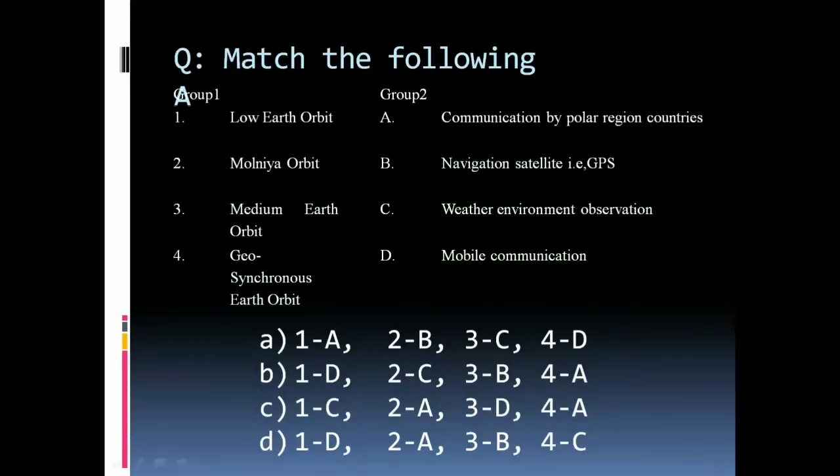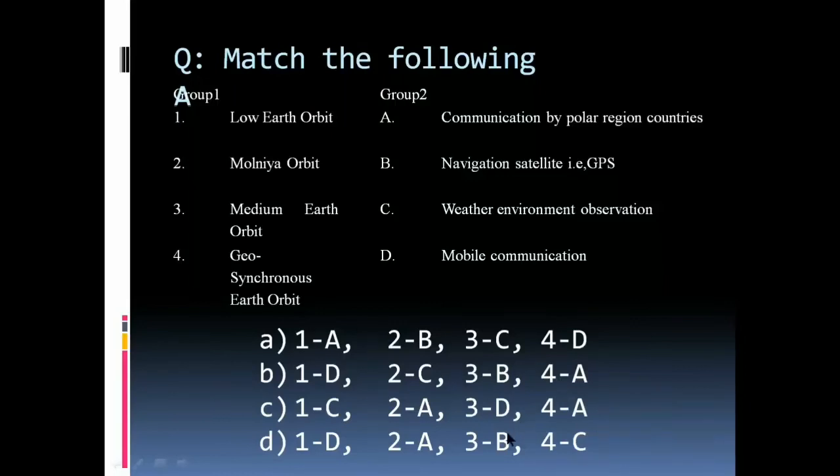Next question, match the following. Here comes group 1 and group 2. So here we have to match these orbits with their applications. What is the application of low Earth orbit? Remember, if you don't know, the application of low Earth orbits is for mobile communication. So 1 is D. Now you check where there is a similarity. You can see B and D give you a 1 and D option. So either the option can be B or D.